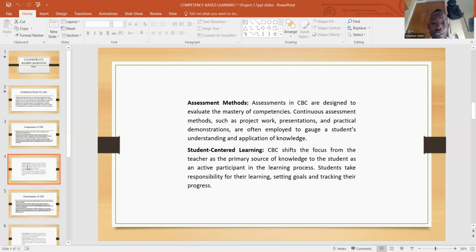The fourth is the student-centered learning. Competency-based curricula shifts the focus from a teacher as the primary source of knowledge to the student as an active participant in the learning process. Students take responsibility of their learning, setting goals and tracking their progress.